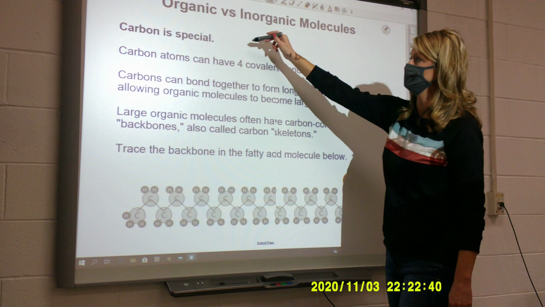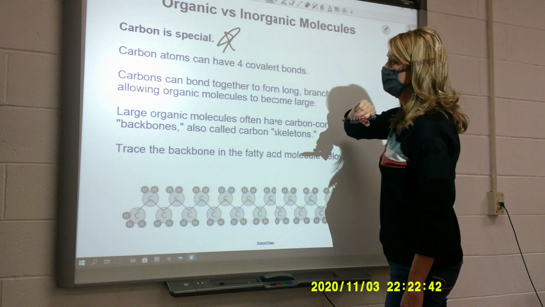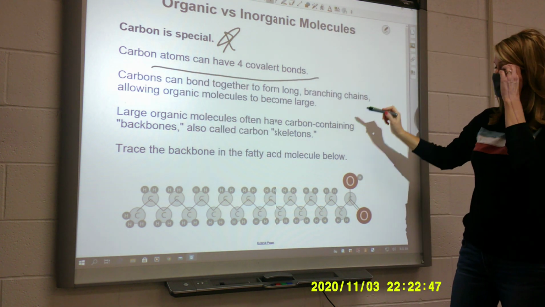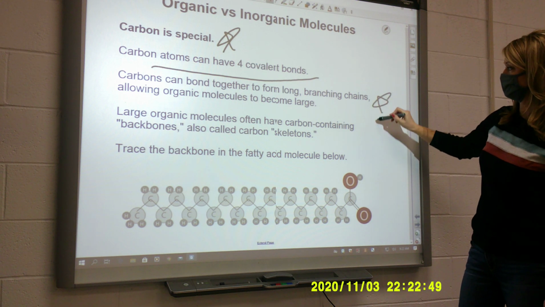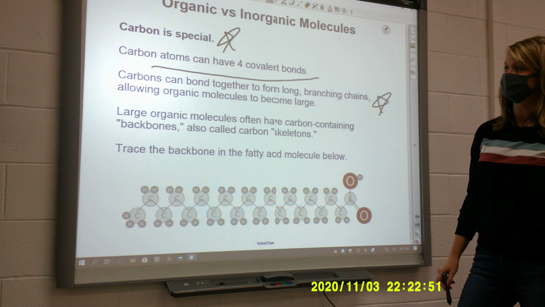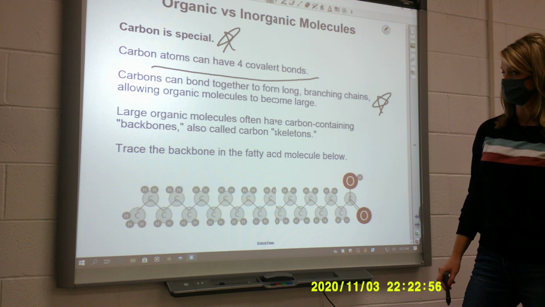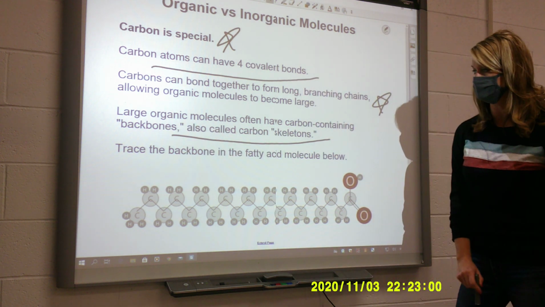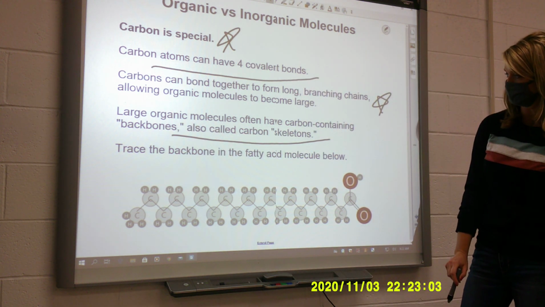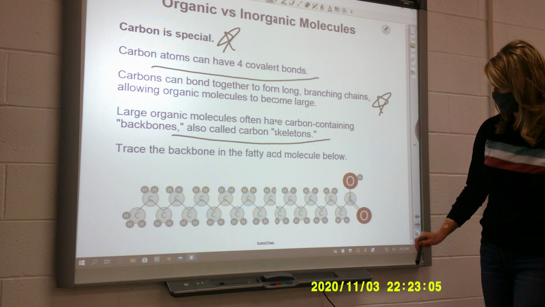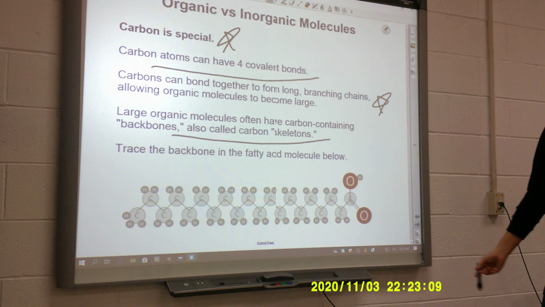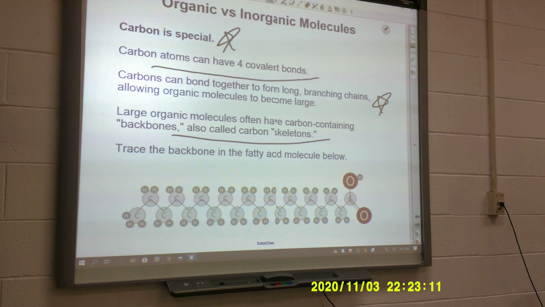Carbon is special. Carbon atoms can have 4 covalent bonds. Carbon atoms can bond together to form long-branching chains, allowing organic molecules to become large. Large organic molecules have carbon-containing backbones, also called carbon skeletons. Trace the backbone in the fatty acid molecule below. Okay, so carbon, carbon, carbon, carbon, carbon. You can clearly see that's how they're bonded together, with the carbon.